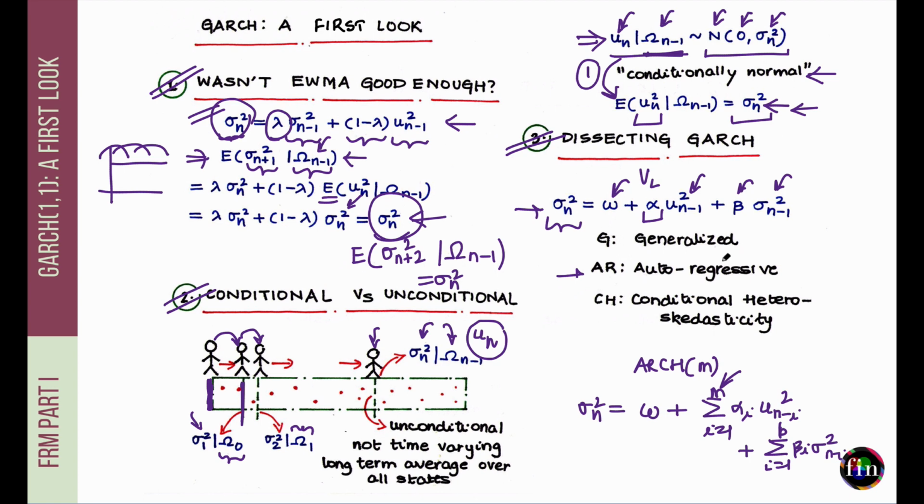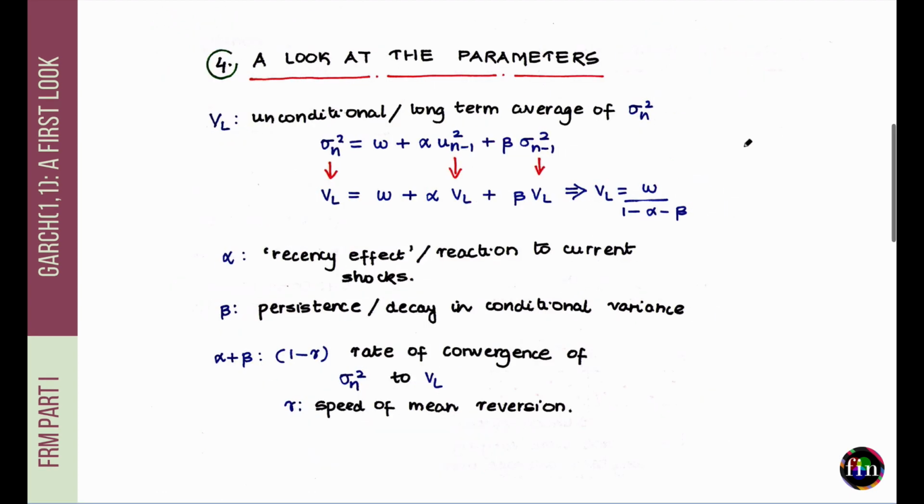Now this is about the GARCH. This model has three parameters that we need to estimate: omega, alpha, and beta. And what we'll now do is that we will take a quick look at what each of these three intuitively mean. Now, take a look at this VL. We said that the omega houses within itself, or includes within it, a long run variance. We called it VL. Now, this VL is the unconditional long-term average of the conditional variance.